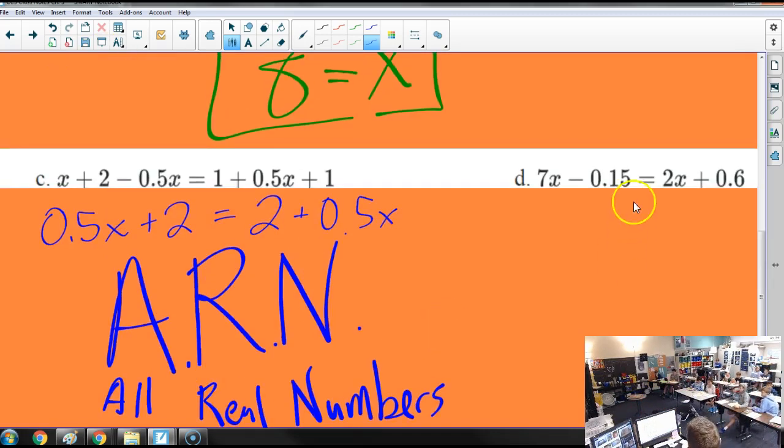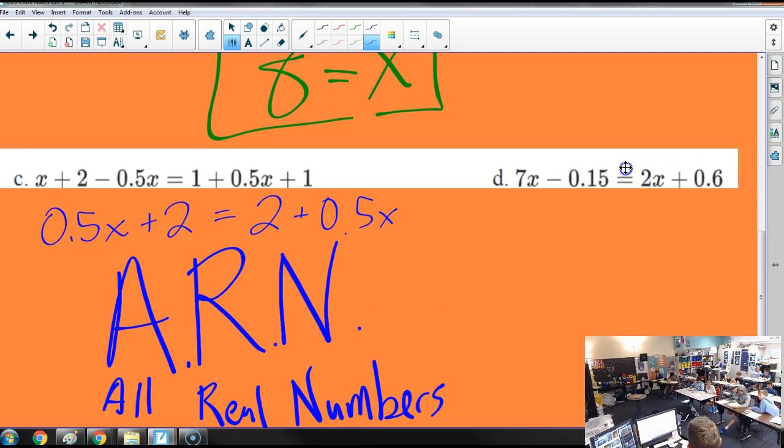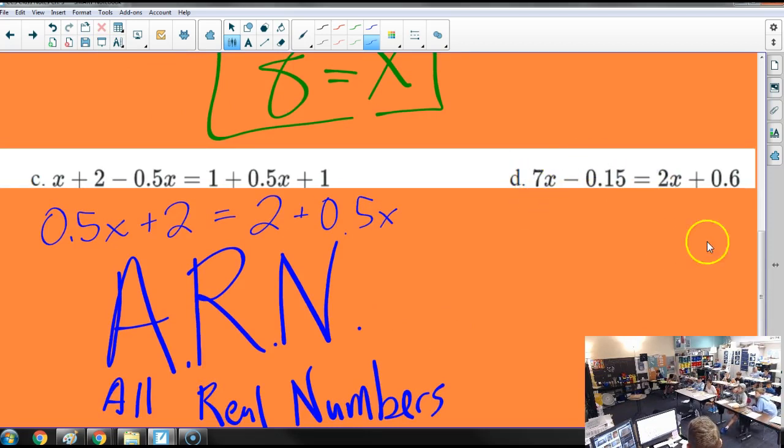Now hold up! Does that have one solution? What's the solution to D? It has one solution. Hey, we're not packing up yet. Hold up. Who's got a solution to D?